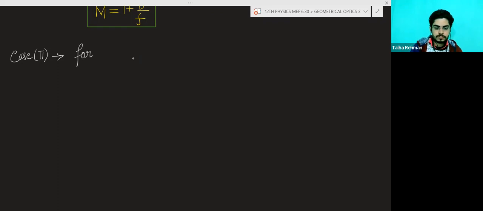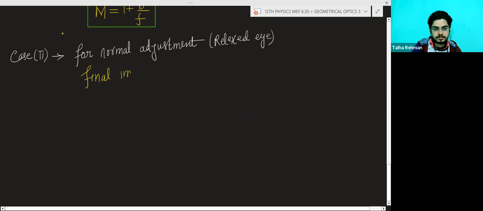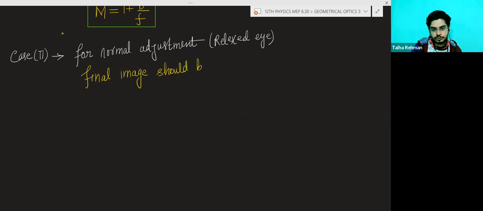So for normal adjustment, relaxed eye, the final image should be at infinity. Now remember this.